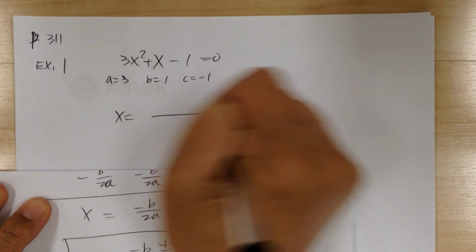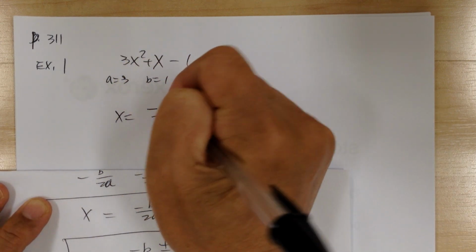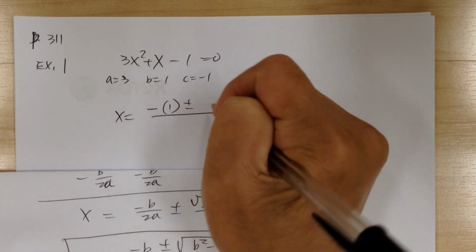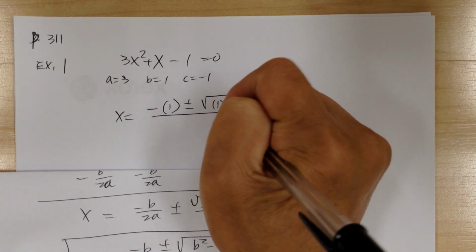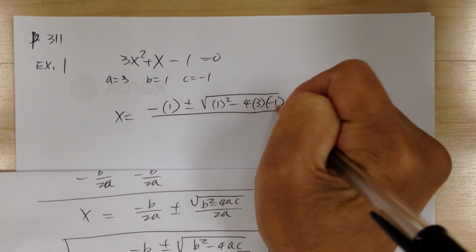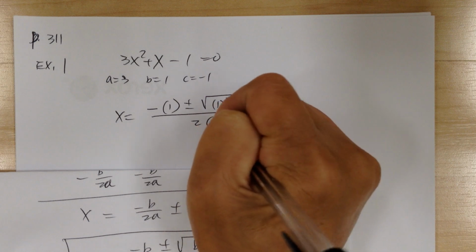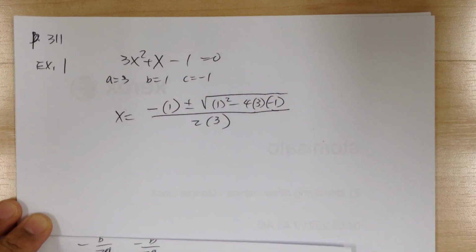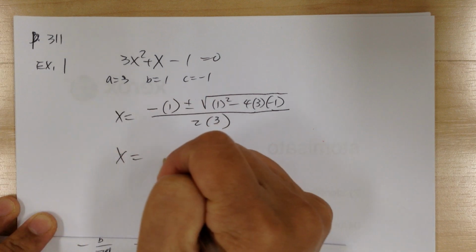So you got x equal to negative b. So again, whatever you substitute, put in parentheses. So it's negative b plus or minus square root of b squared minus 4ac over 2a. Okay. Again, write down your ABCs. You will cut down a lot of careless mistakes. And so now you can go and solve.